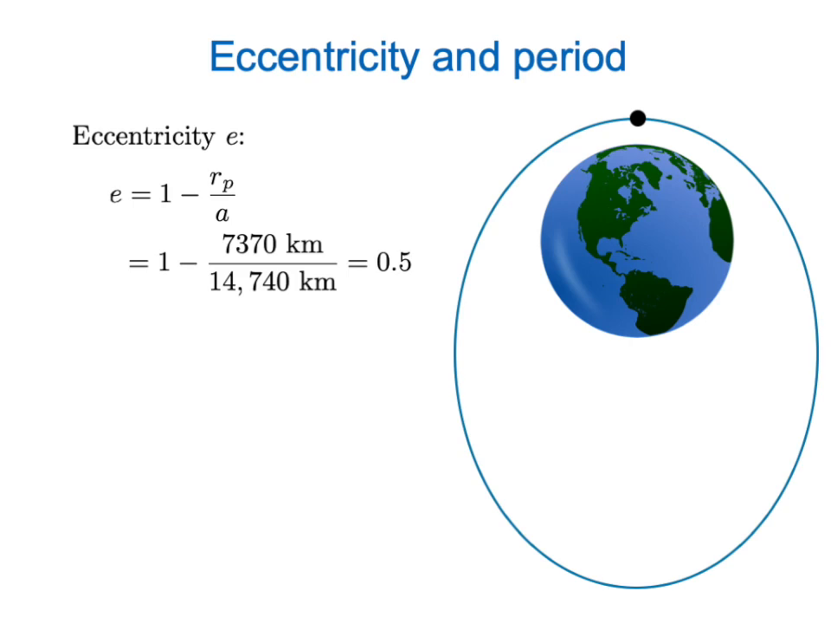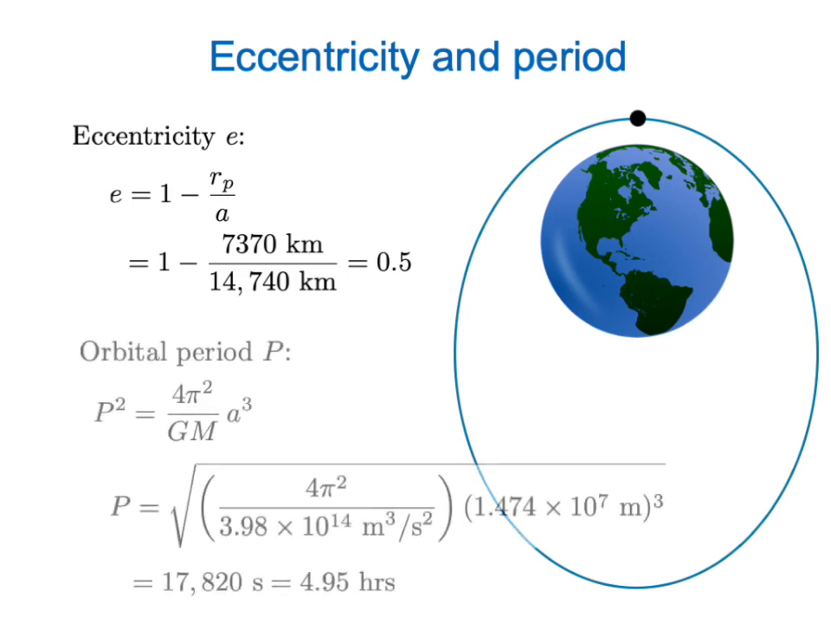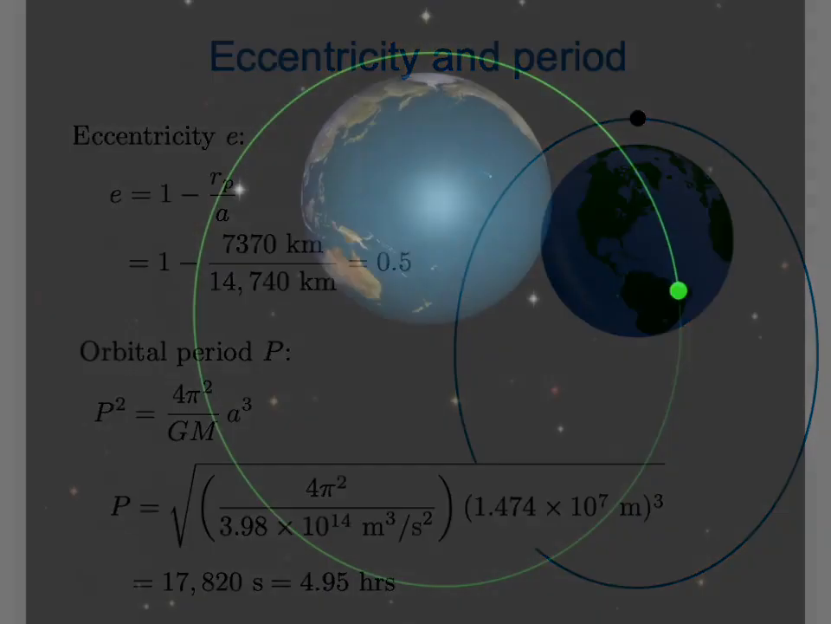And the orbital period we can get by taking the square root of something we get from the Newton-Kepler 1, 2, 3 law, and we find out that it's 17,820 seconds. And for convenience, we can now convert that to hours. That's just under 5 hours.